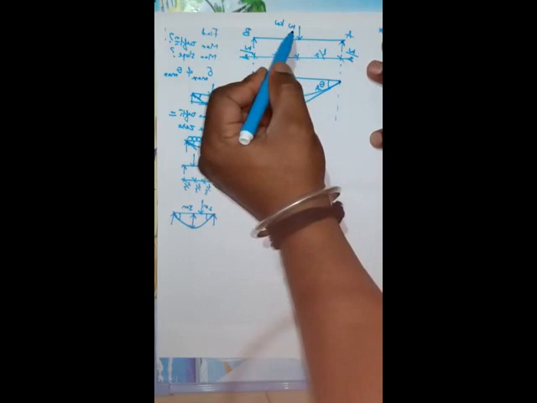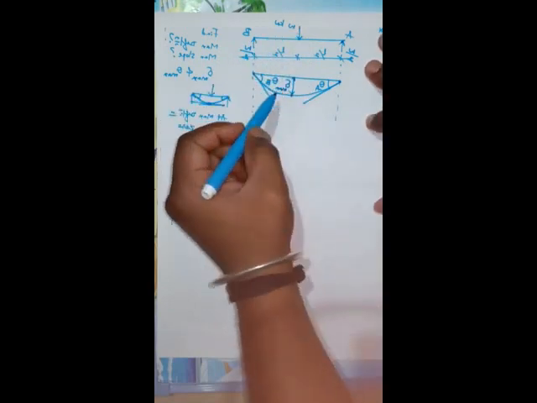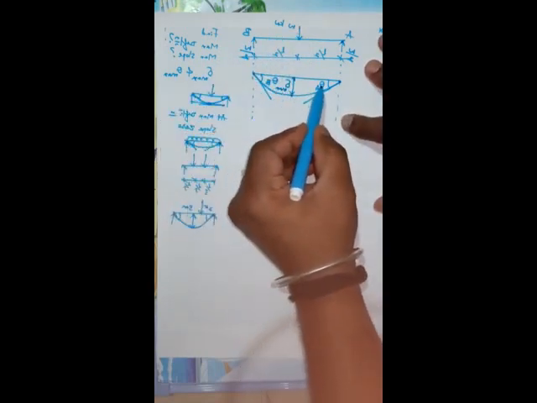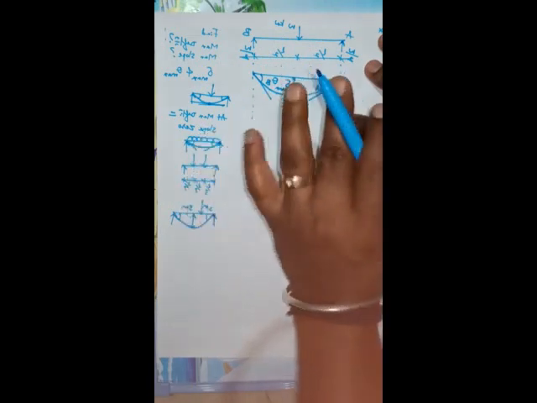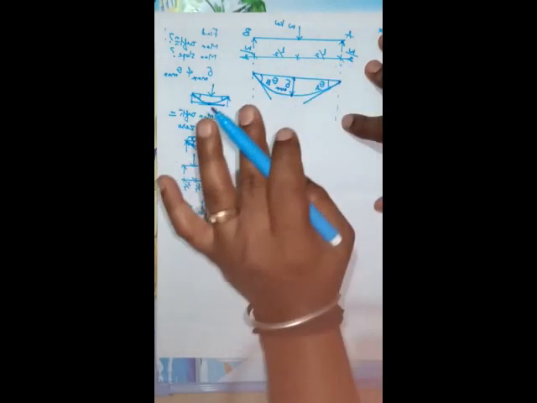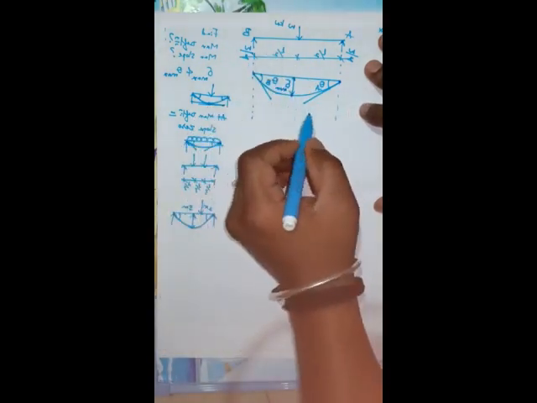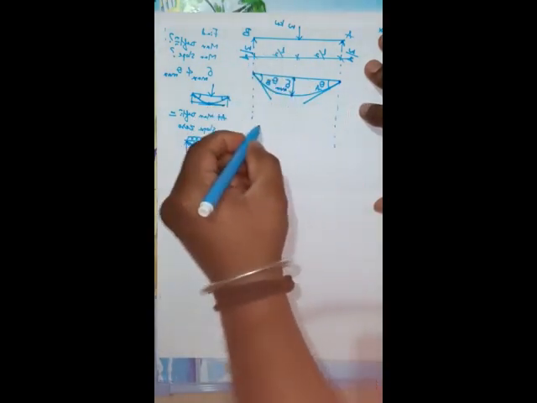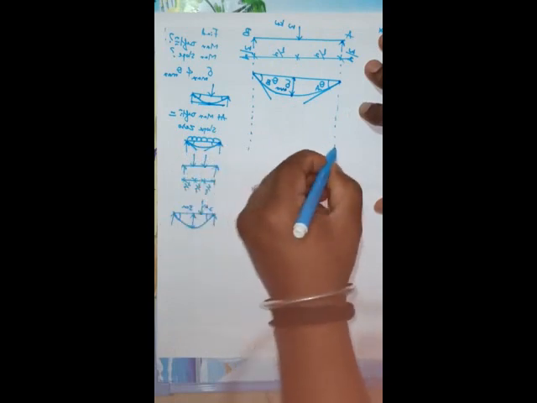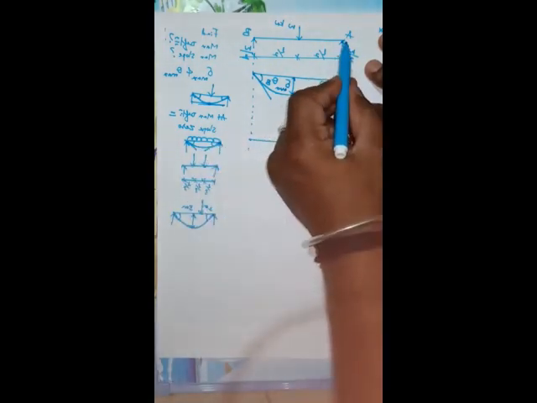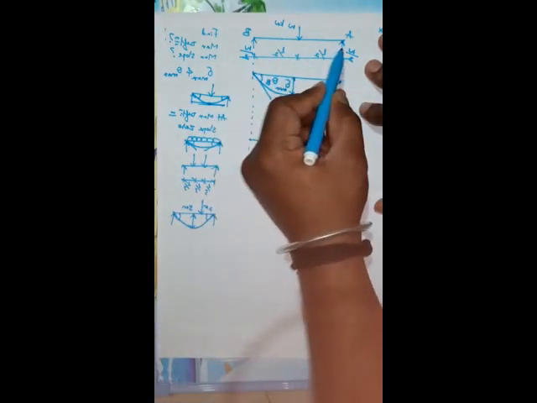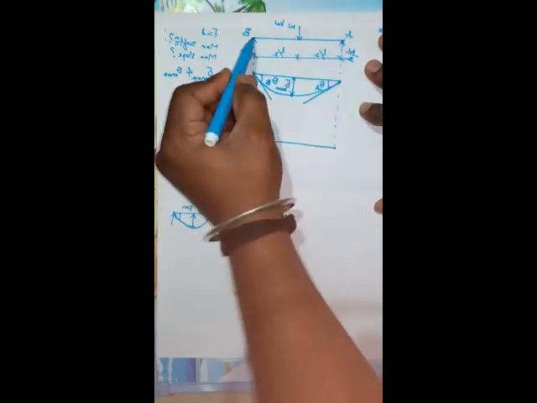At symmetrical loading, maximum deflection will be at the center. This theta A and theta B will be the same, they are equal, since the symmetrical loading is there. Now, how will the bending moment diagram be? At the simple support, roller support, or hinge support, moment will be zero. So here moment is zero, here moment is zero.